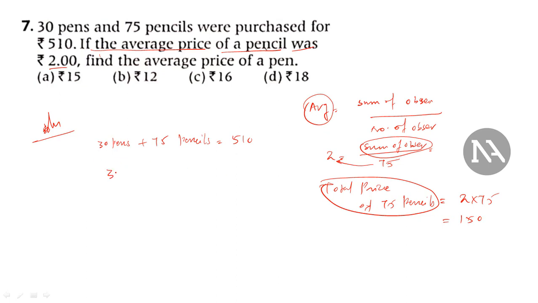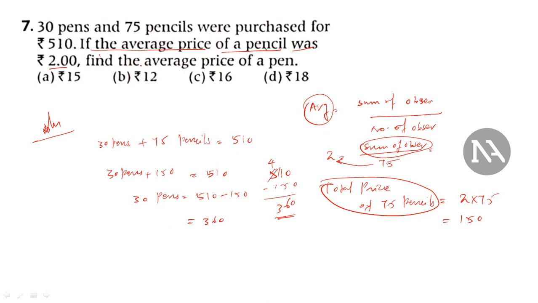I can write 30 pens plus 150 is equal to 510. From this I can find out the total price of 30 pens, that is equal to 510 minus 150. This will give you 510 minus 150. 0 will come as it is. So it will be 4 and this will be 11. 11 minus 5 is 6. Then 4 minus 1 is 3. So it is 360.